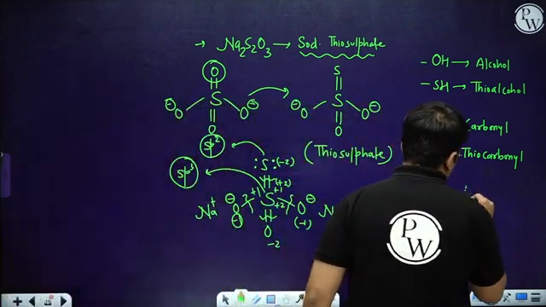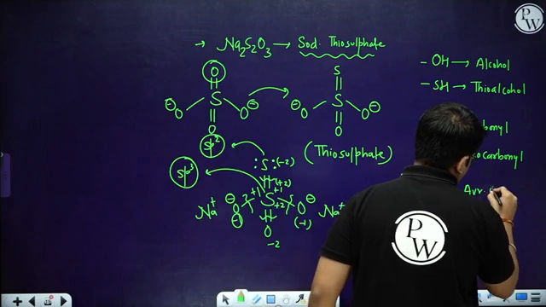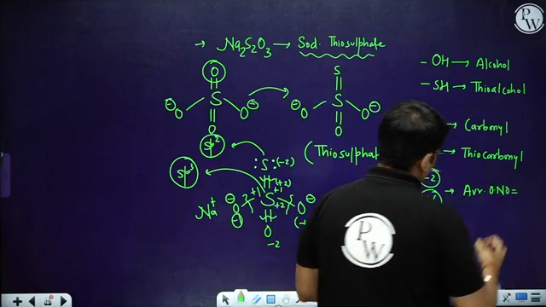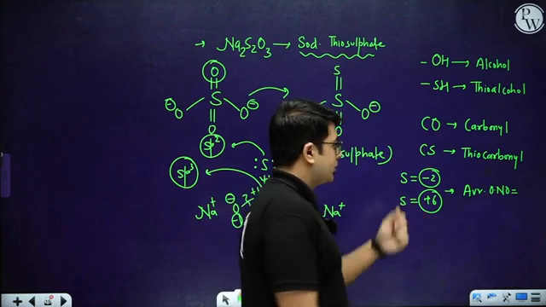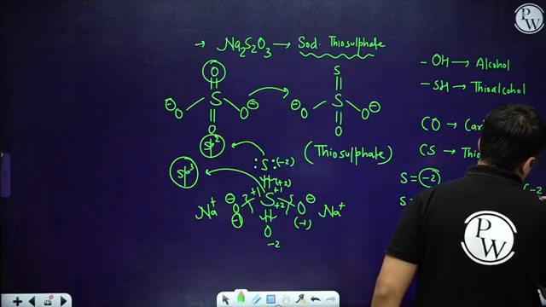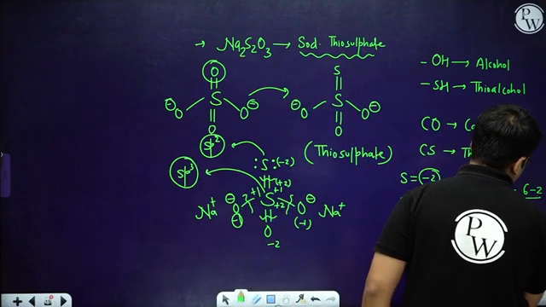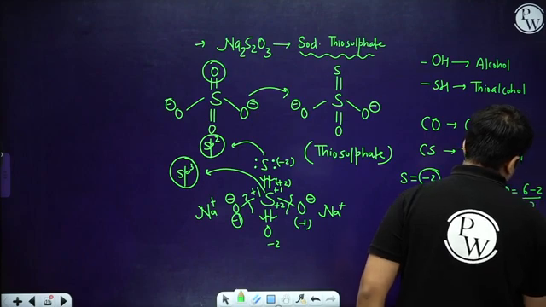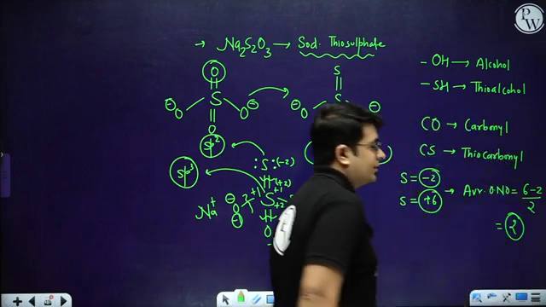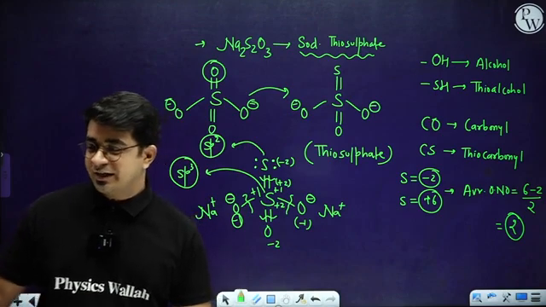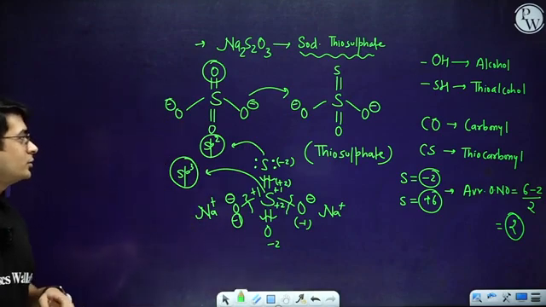Now if you want to calculate the average oxidation number, so total charge +6 -2. Total atoms are 2. So you can say that will come out as 2 only. So yes, data is absolutely correct. Okay, I hope this part is clear.